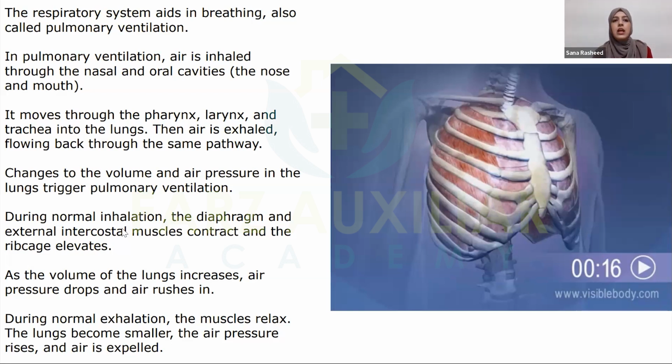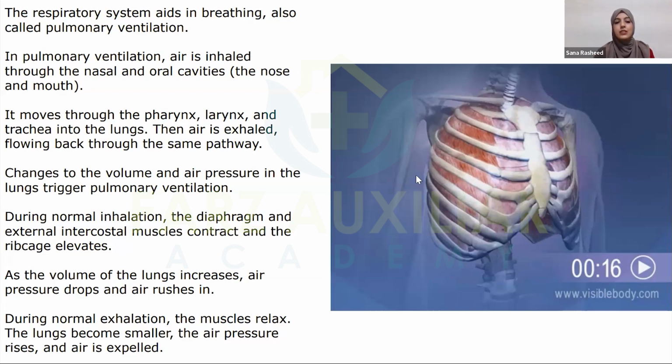In pulmonary ventilation, air is inhaled through the nasal and oral cavities, that is, the nose and the mouth, and then it moves through the pharynx, the larynx, the trachea, and then into the lungs. The air enters through this tract, and then it leaves through the same pathway. The changes to volume and air pressure in the lung trigger pulmonary ventilation.